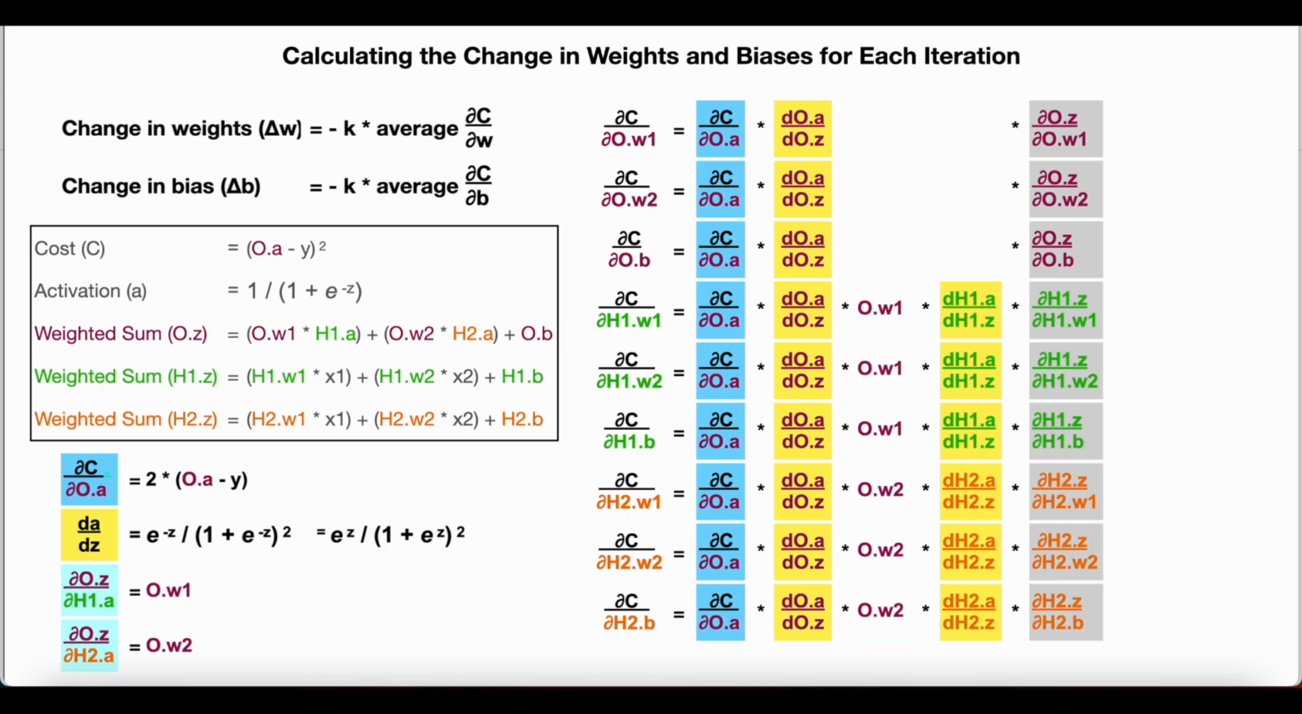So let's solve this last column here. If we take the partial derivative of O.Z with respect to weight 1, we get H1.A. If we take the partial derivative of Z with respect to O.weight 2, we get H2A. And if we take the partial derivative with respect to O.B, the value is 1.